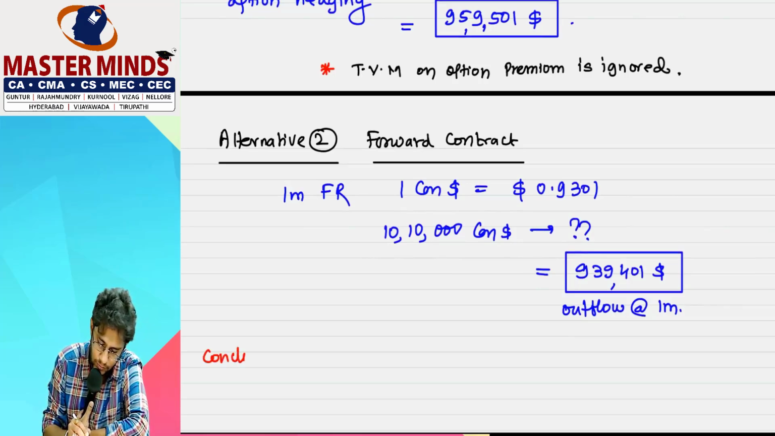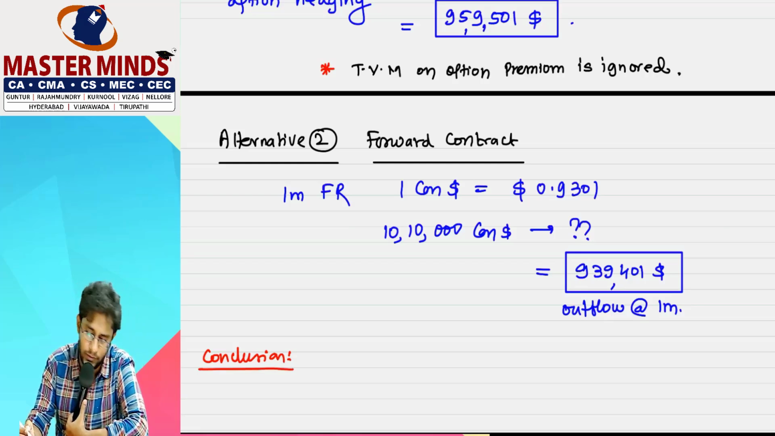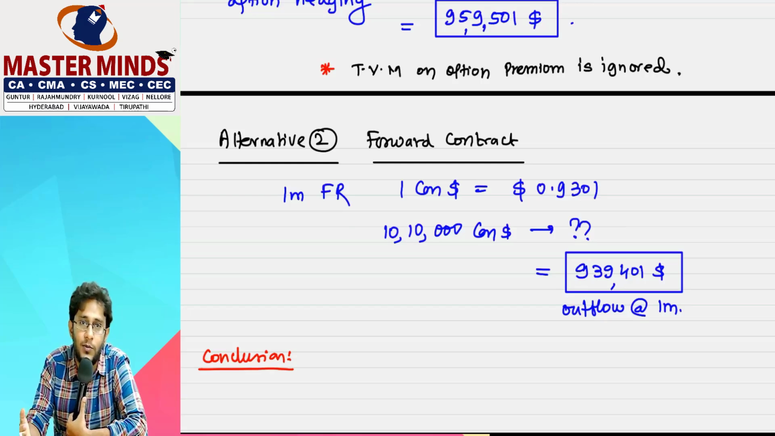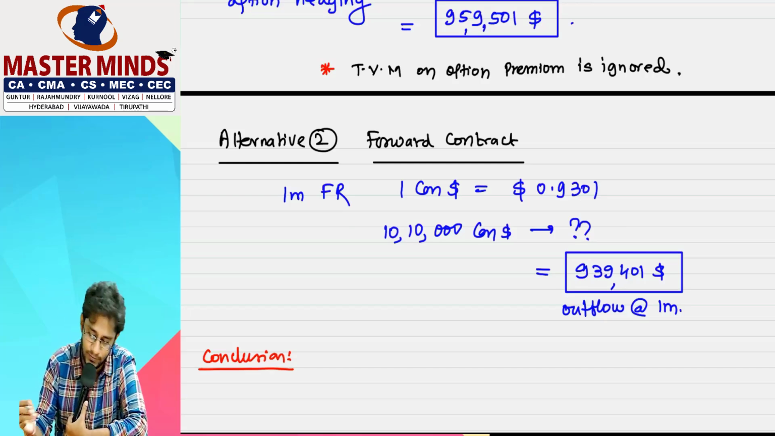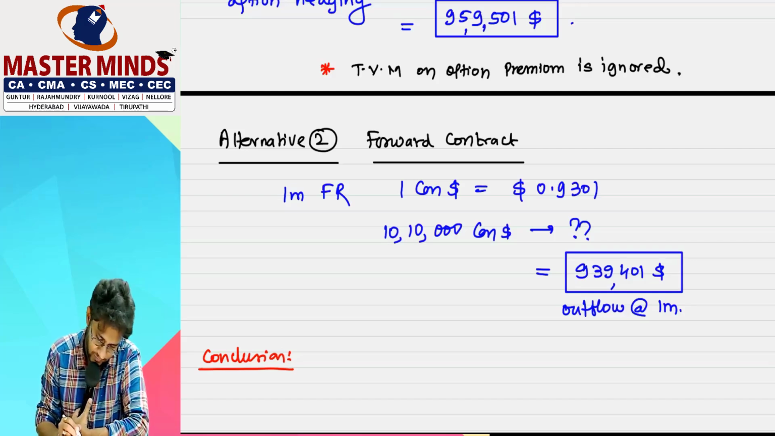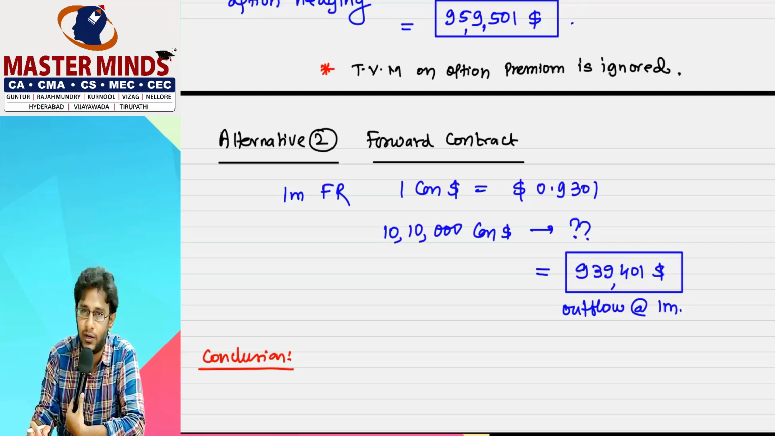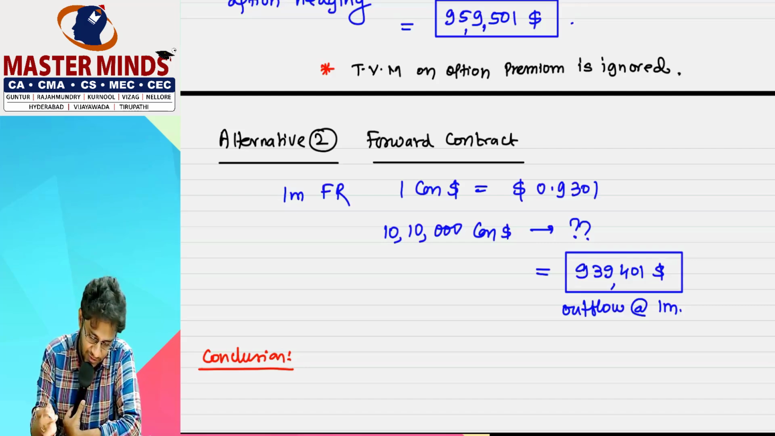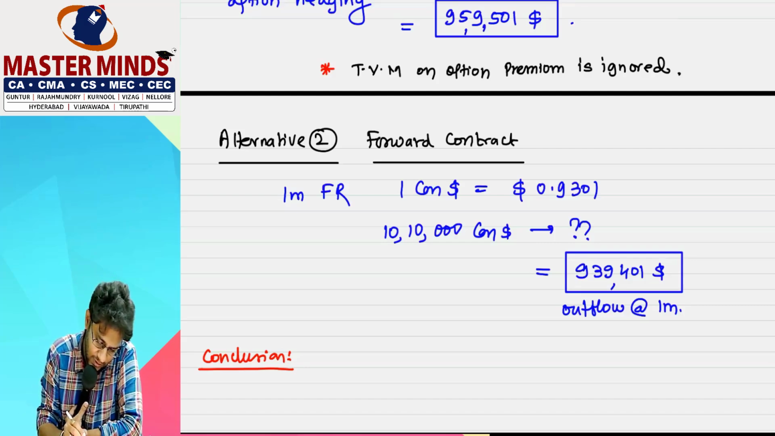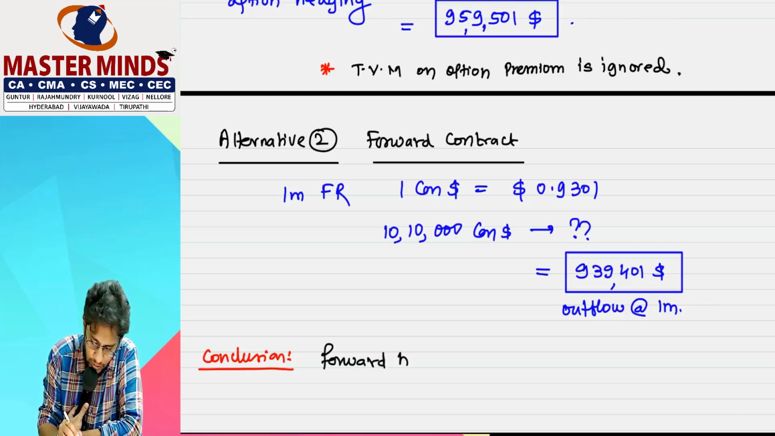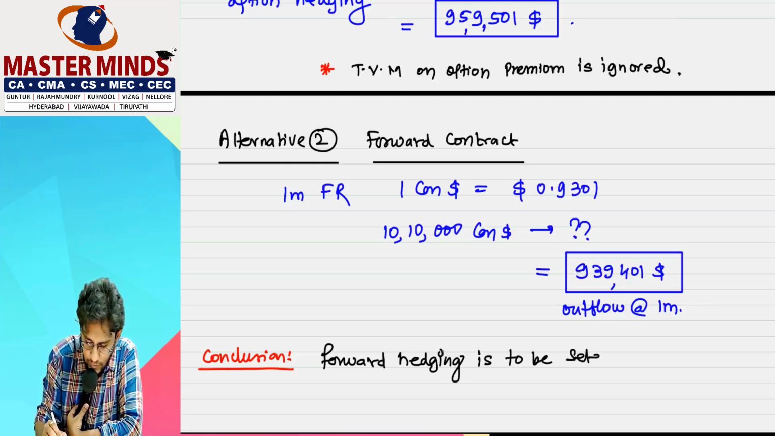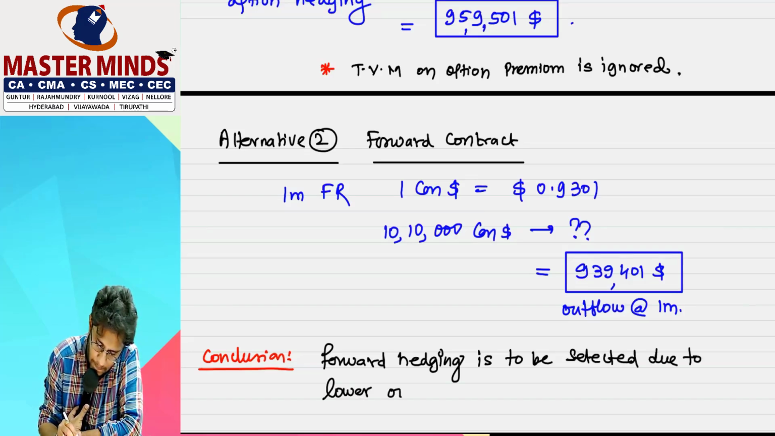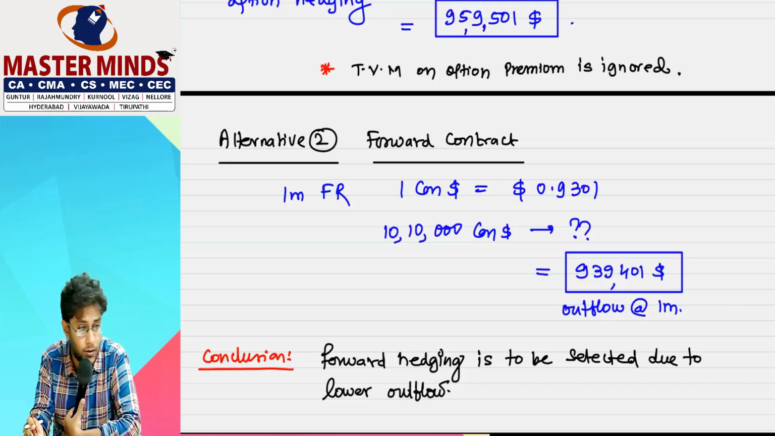That's it. Conclusion. Who is better? Forward. After so much of effort, your option is not getting selected. Doesn't matter, you'll get full marks. So conclusion is forward hedging is to be selected. That's it.